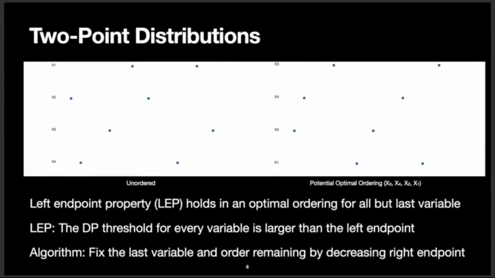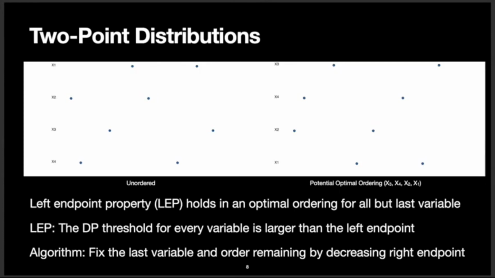So here's an example. On the left, we have 4 unordered variables: x1 on the top, and then x2, x3, x4. A potential optimal ordering is the one on the right. Here we fix some variable to be last, so here x1 is last. And we have the remaining variables x2, x3, and x4, and we order them in decreasing right endpoint. So we examine x3 first because that's the highest right endpoint, and then x4, and then x2, and then finally we examine x1.